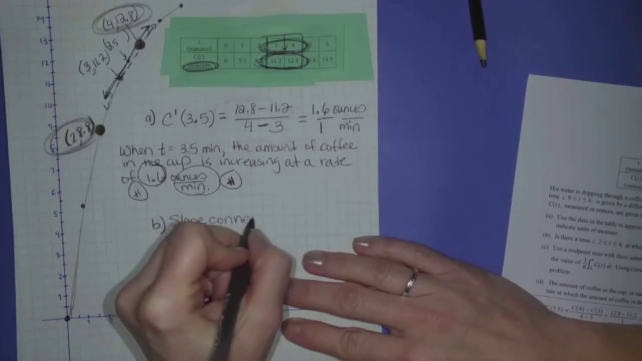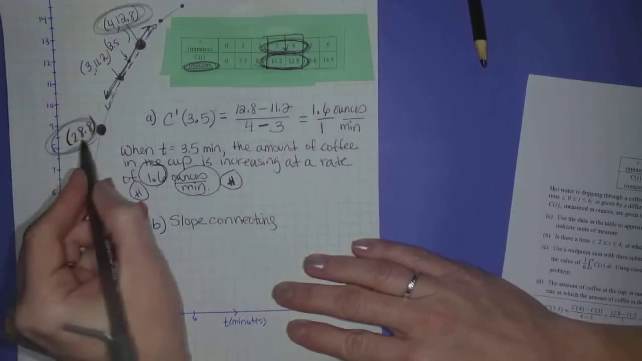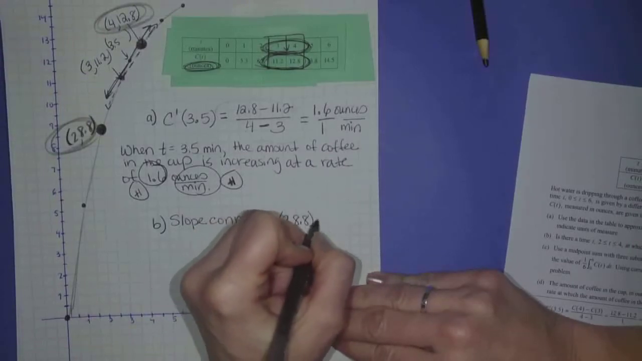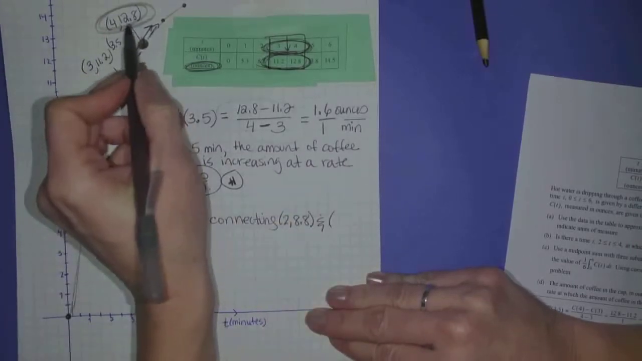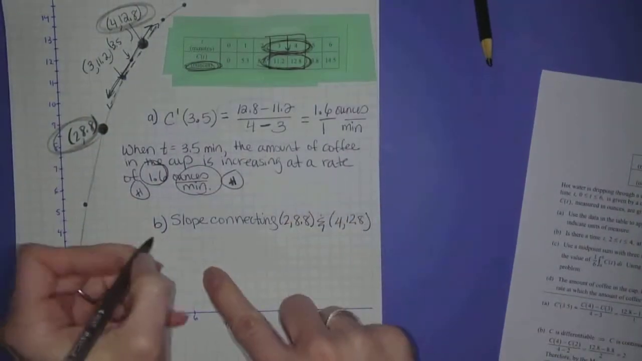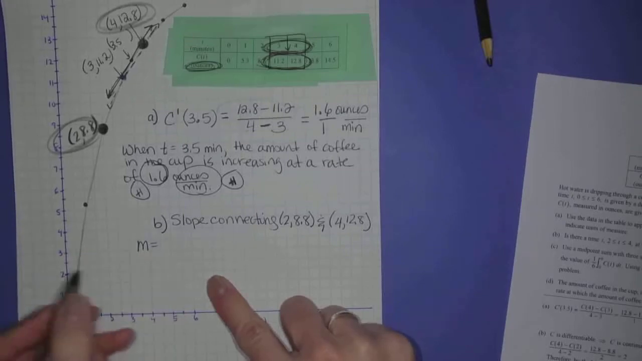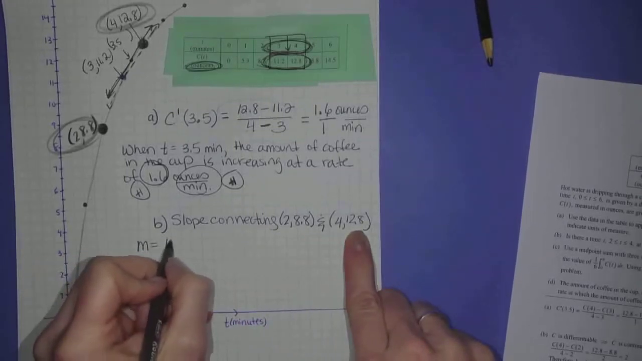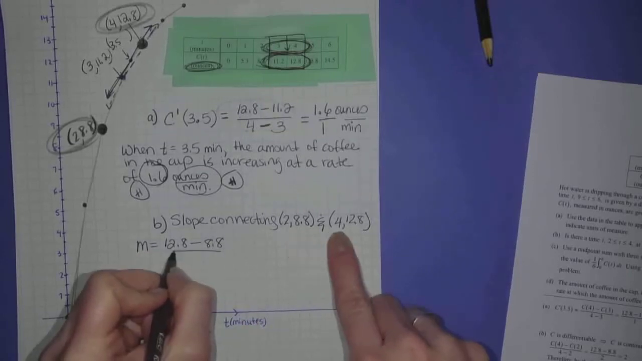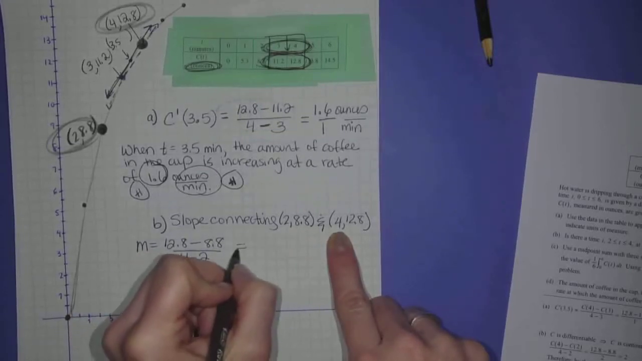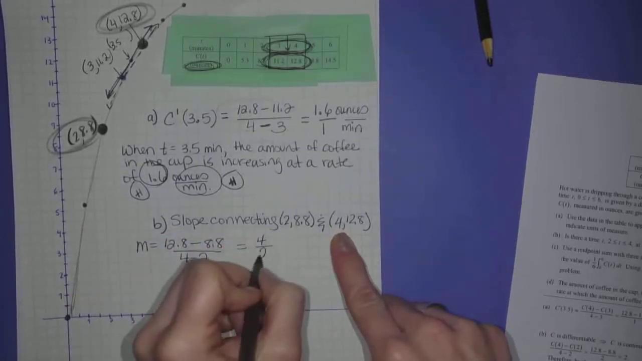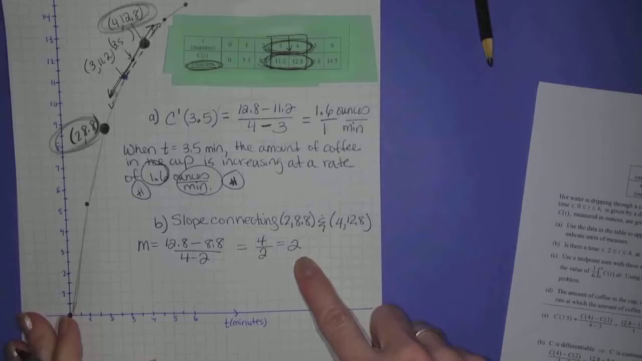Connecting this point, (2, 8.8), and the other point, (4, 12.8). So that slope, let me do that math, is equal to 12.8 minus 8.8 divided by 4 minus 2, and that gave me 4 over 2, which is 2.